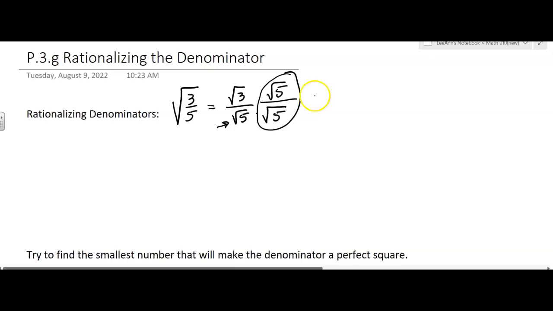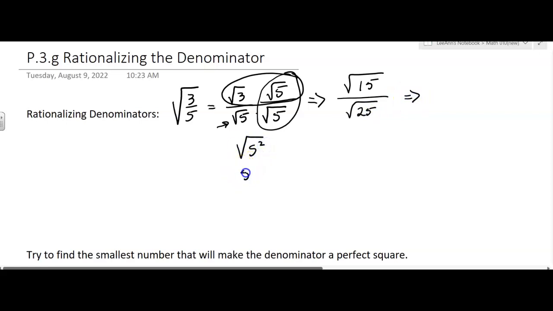Okay, now what happens if I do that multiplication? Well, we have another rule that says, okay, square root of 3 times the square root of 5, that's the square root of 15. And then down in the denominator, you could write it as the square root of 25, but you already know what's going to happen, right? It's that situation that you created. You have the square root of 5 squared, so you know it's just going to be 5.